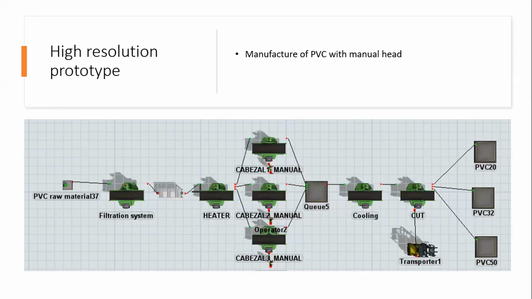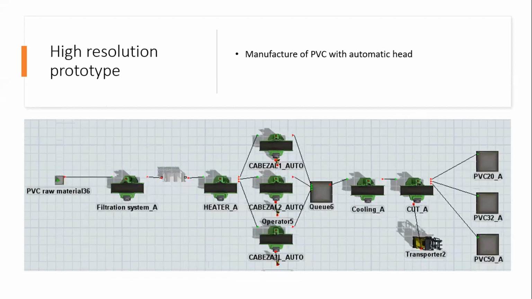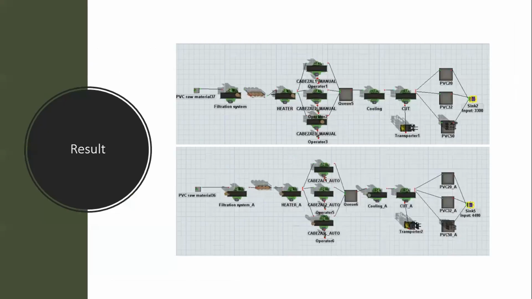Well, for the high resolution prototype, we performed 2 different processes: one with automatic head and the other with manual head, to compare the 2 methods. Next. Well, at this moment, we present the simulation. And this is the result.